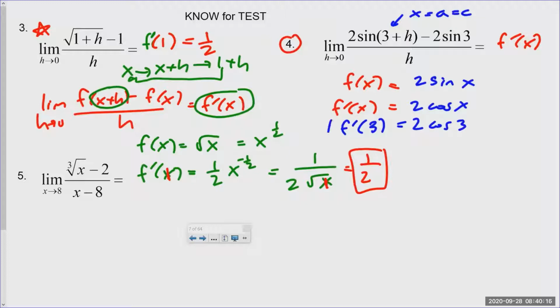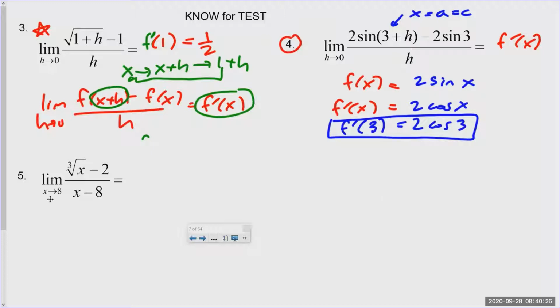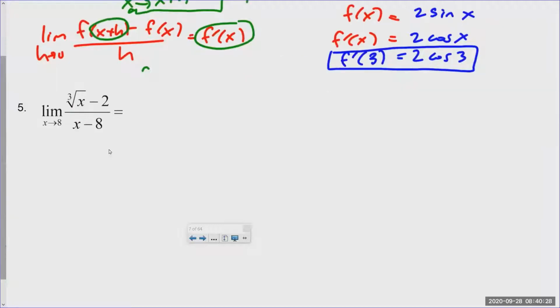And you can't do anything with that answer. That's just your answer. You can put it in the calculator, but then you'll make it inaccurate. Just leave it as 2 cosine 3. All right, down here, we're testing the same thing, but instead of the formal definition of a derivative, we are seeing, do you recognize that this is the alternate definition of a derivative?